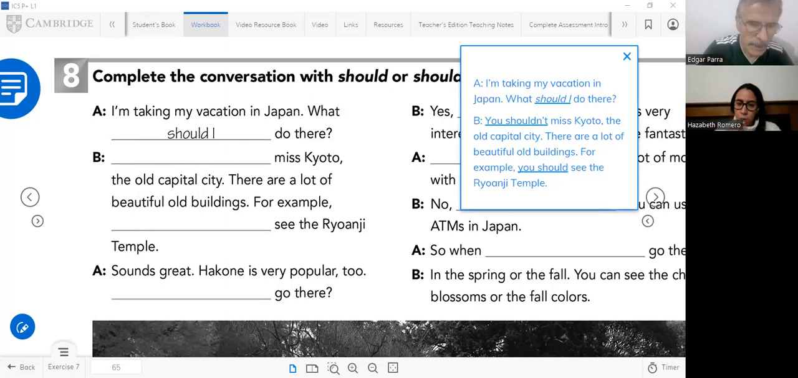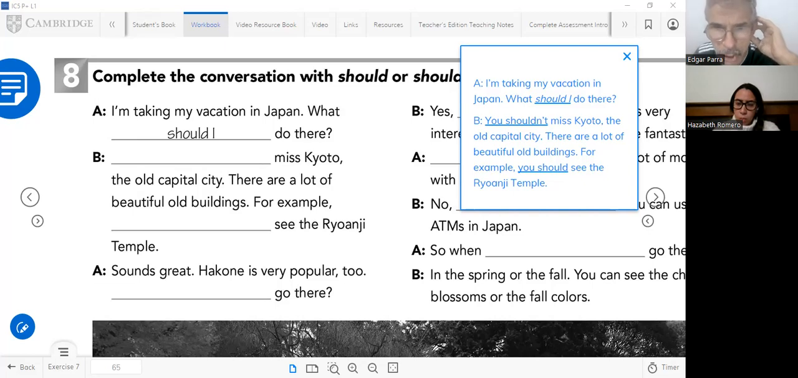Come on, dictate it to me. Ryoanji temple. Can you spell Ryoanji? R-Y-O. I'm going to spell it again. Listen to me. R-Y-O-A-N-J-A. No, it's not J, and it's not A at the end. I guess it's I. Yes, it's I, not A. How do you spell temple, please? T-E-M-P-L-E, right? So Ryoanji temple should be pronounced this way.